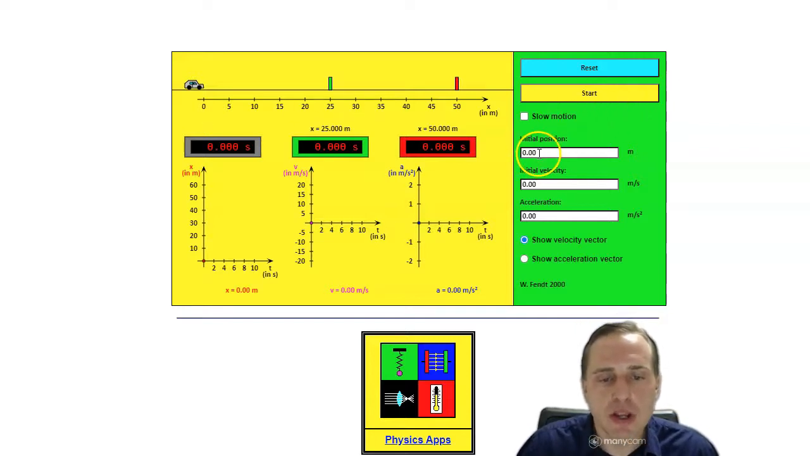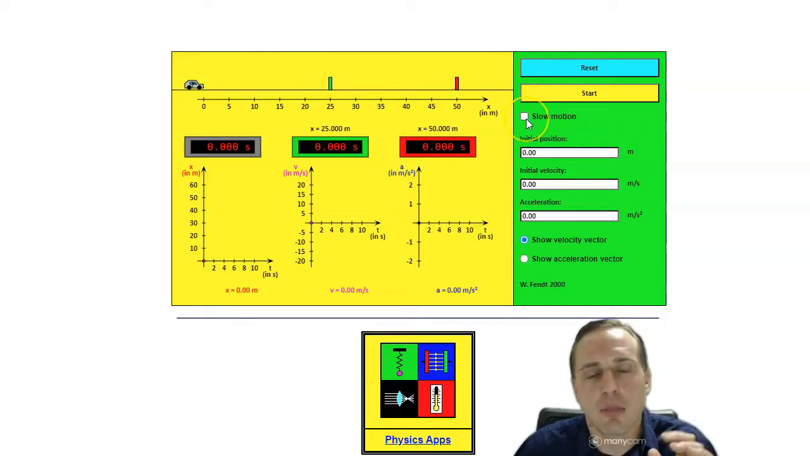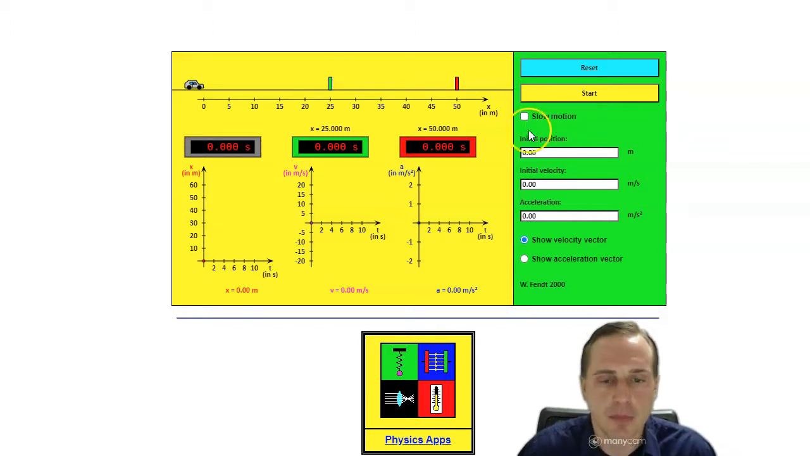What we can do is control the car's initial position, its initial velocity, and its initial acceleration. We can also reset to perform a different experiment, and we can slow the motion down by 10 times so that you can see what the motion is in more detail.